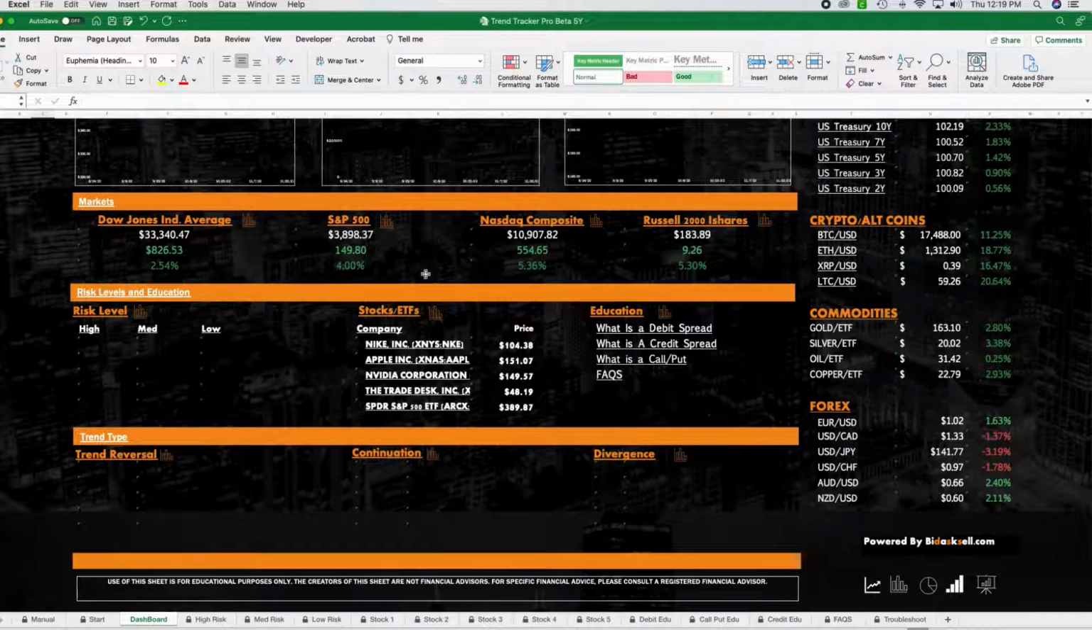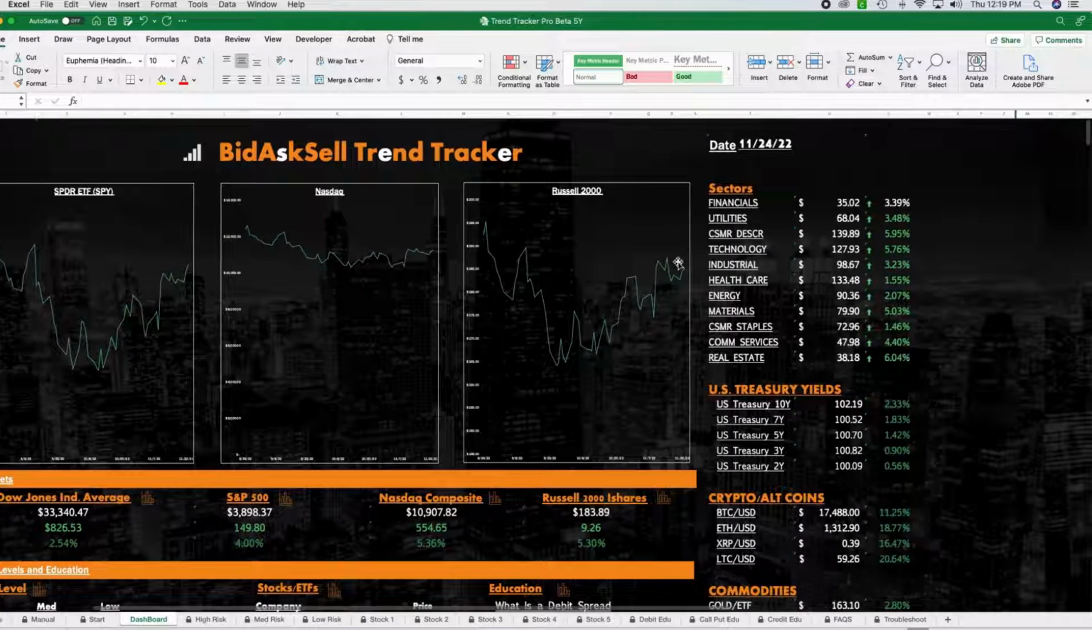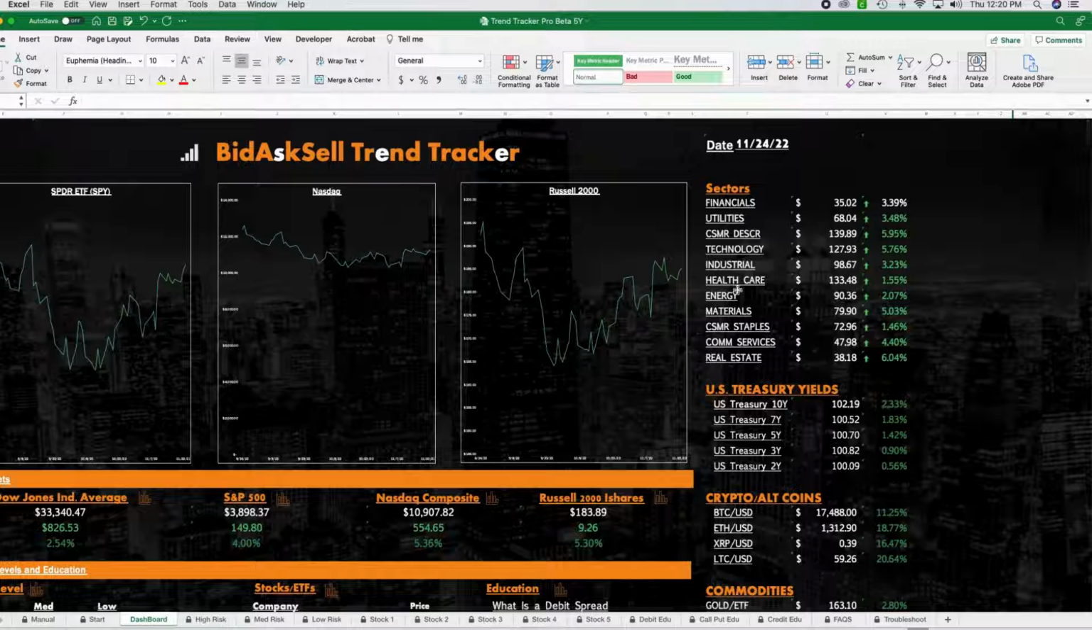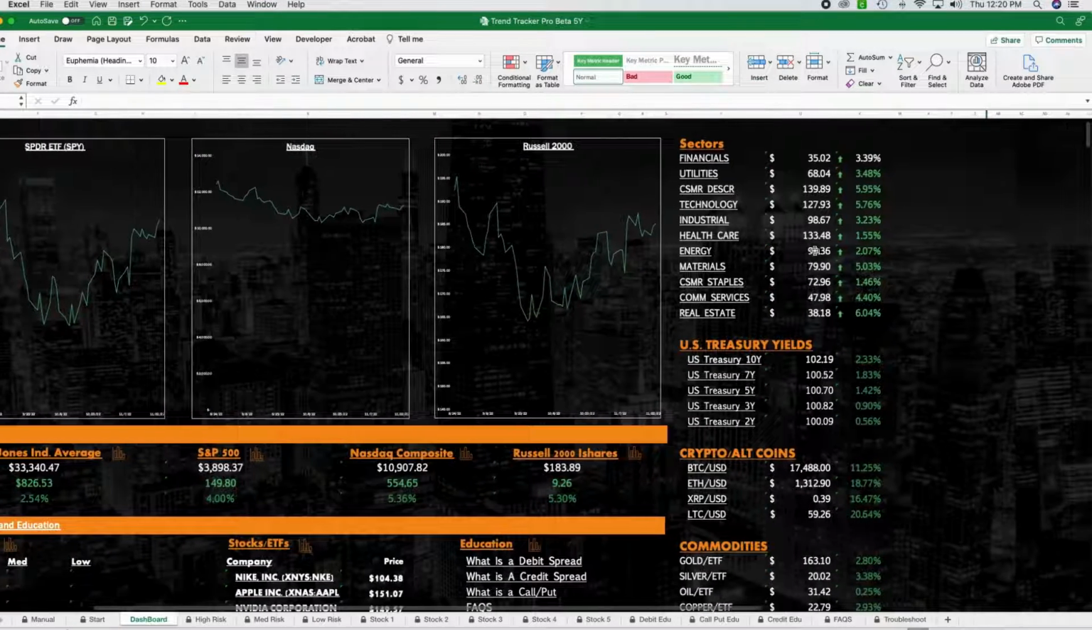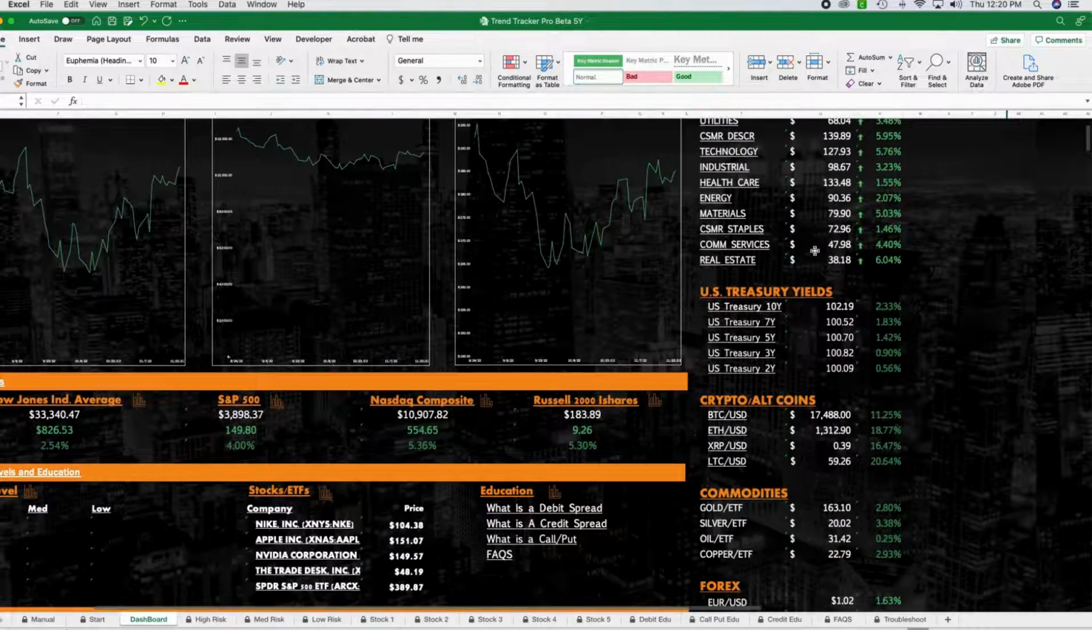To the right of that, you will find pricing information as it relates to the various sectors of the market. There are 11 different sectors, so everything from financials to utilities to materials and real estate, you'll find the most recent pricing for that information there. Just below that, you have U.S.